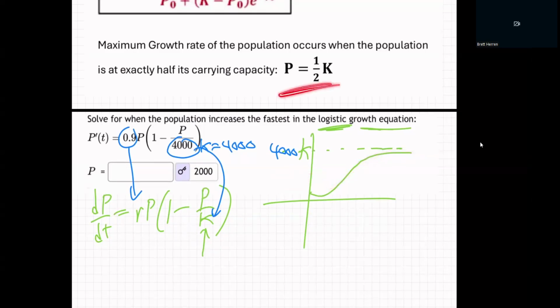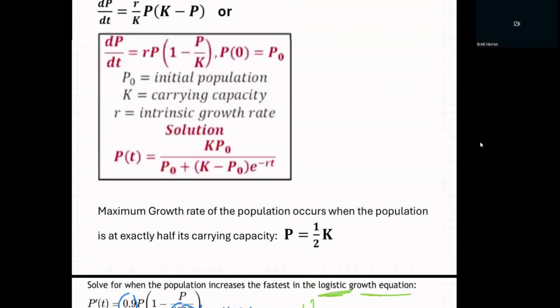So that's the end. You can just look in the notes for half K. It's whatever the carrying capacity is. The carrying capacity is whatever's underneath P when you've got a 1 here in the logistic growth equation.